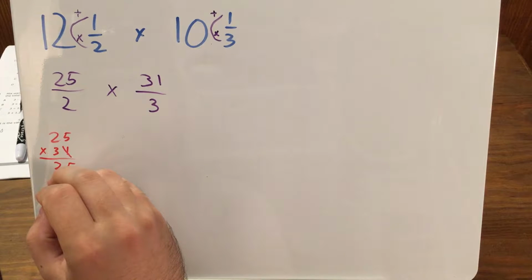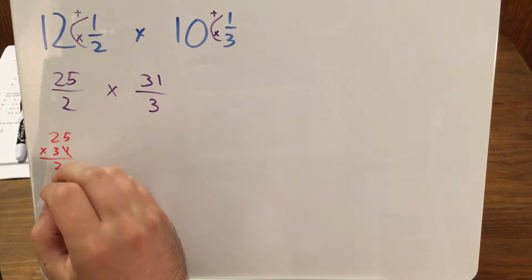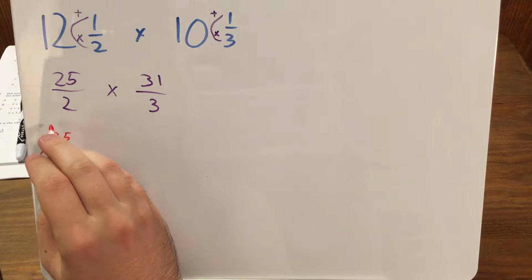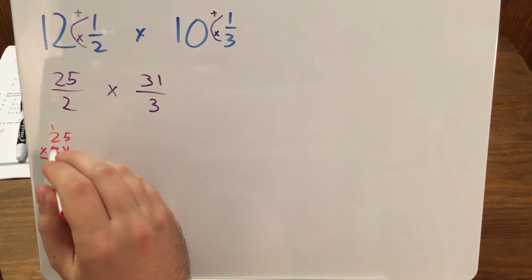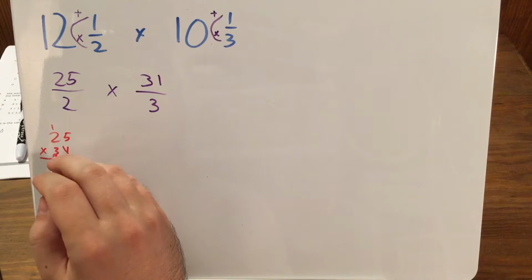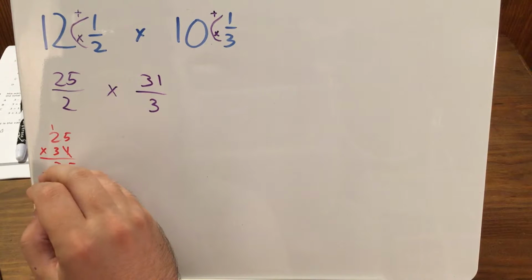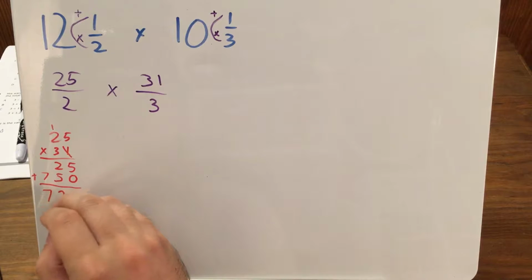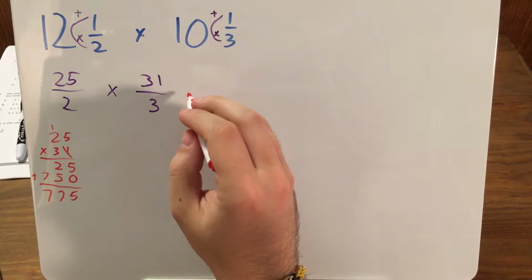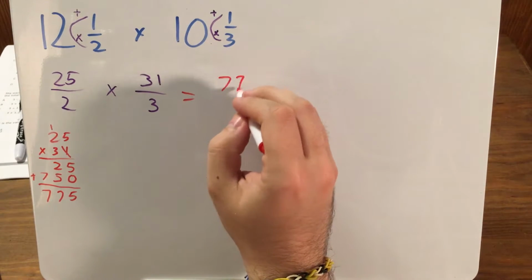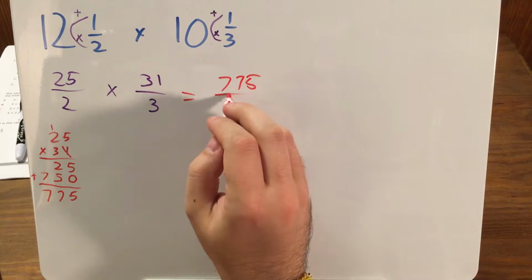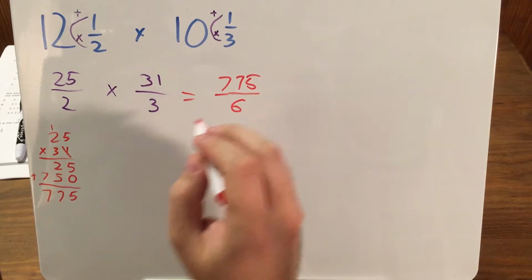So 3 times 5 is 15, also known as 5 ones and 1 10, or 5 tens and 1 100 if you want to think of it that way. 3 times 2 is 6 plus 7, so that's 25 plus 750, which gives us 775. So those are my numerators. For my denominators, 2 times 3 is just 6.